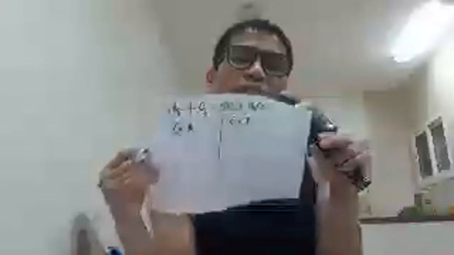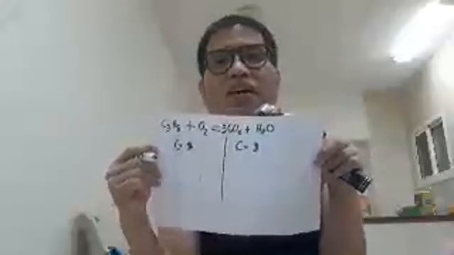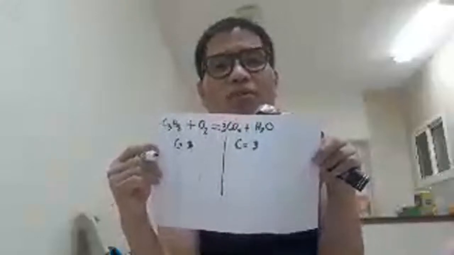Carbon 3. Reactant means the left side of the equation, and the product is the right side of the reaction. Don't be confused, these are only terminologies. The product is CO2, and there is no carbon in the water, so we need to put 3. Look at carbon first. Since there are 3 atoms of carbon in the reactant, we have to put 3 as the coefficient of the CO2 in the product.